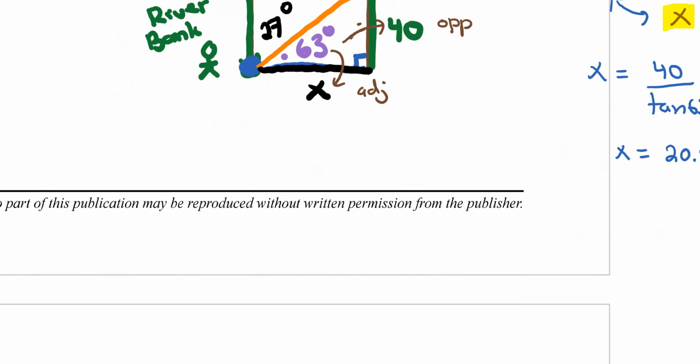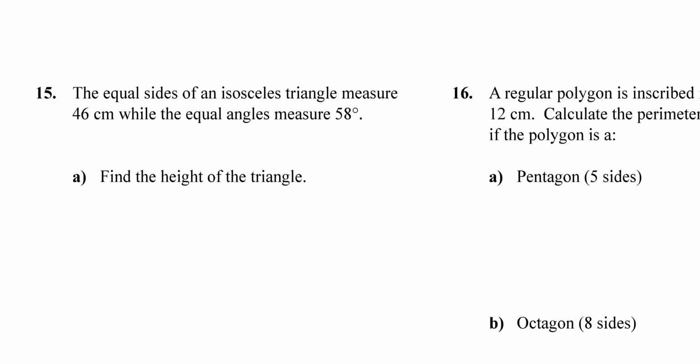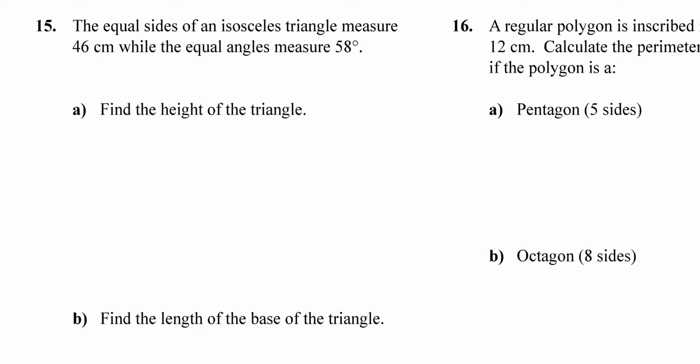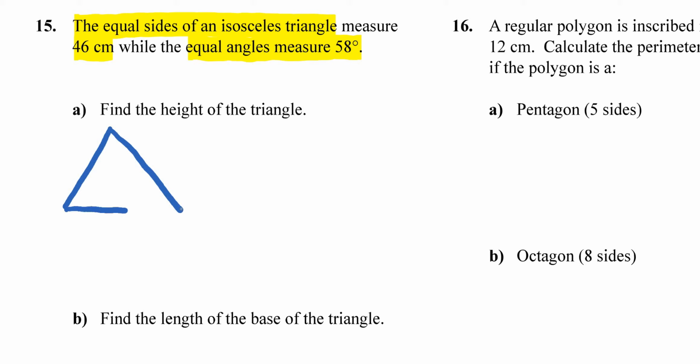Okay, let's move on to question number 15 now, the last question in this homework video guide. For number 15, I'm given the equal sides of an isosceles triangle measure 46 centimeters and the equal angles measure 58 degrees. So if I draw an isosceles triangle here, this side is 46 centimeters, and that means this has to be 46 centimeters. And the equal angles are going to be 58 degrees. So this is 58 and that's 58.